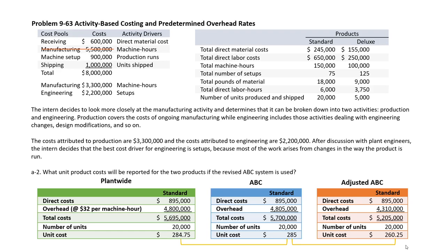And again, this goes more to our assumption that we were originally overcosting our standard product. We were applying too much overhead. And perhaps now that we've broken it down into five cost pools, receiving, manufacturing, engineering, machine setup, and shipping, we are on the right path to costing this correctly.